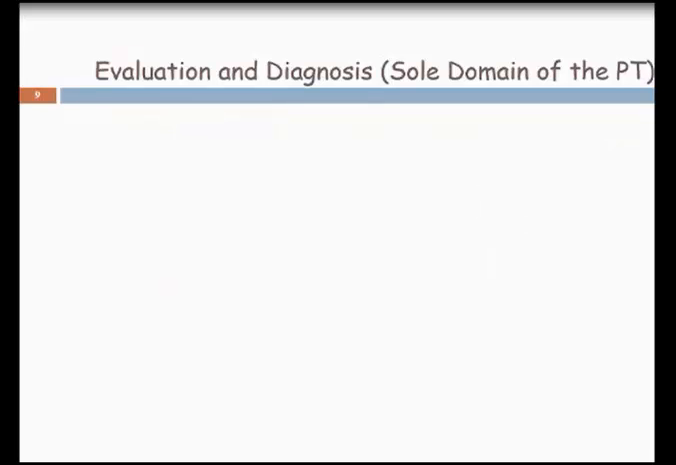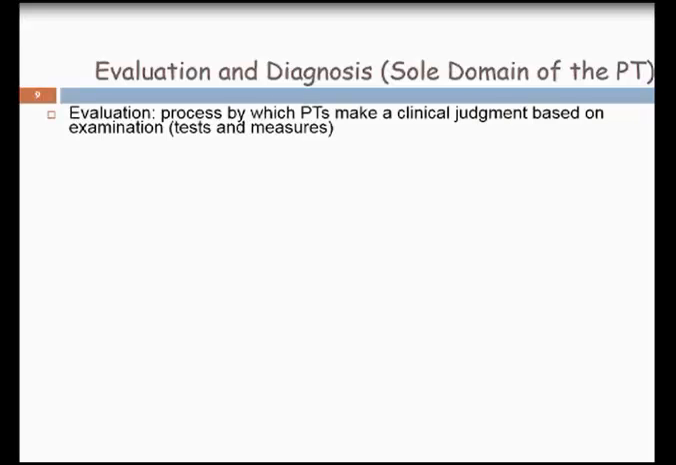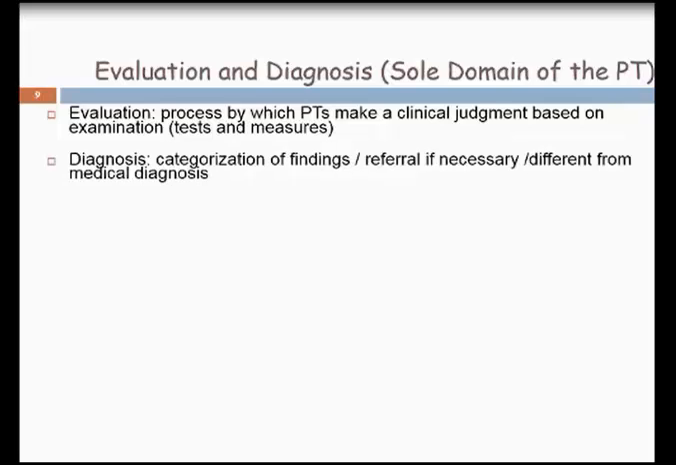Once the examination process is complete, the PT performs an evaluation. This is the process by which the PT makes a clinical judgment based on the examination, based on the tests and measures. This judgment is documented in the medical record and is the sole domain of the physical therapist. Based on this evaluation, the PT makes a PT diagnosis, not to be confused with a medical diagnosis. A PT diagnosis is a categorization of findings.